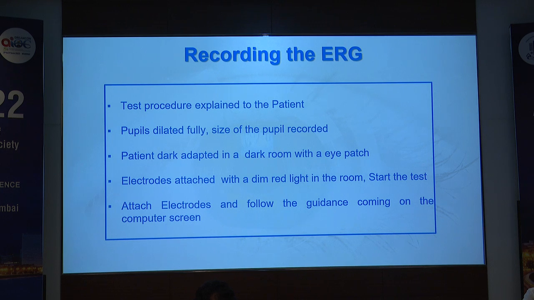Now, for recording the ERG, the test procedure must be fully explained to the patient. As the test requires, the pupil may be dilated fully. Remember, always note the size of the pupil. Patients are dark adapted in a dark room with an eye patch, and electrodes are attached with a dim red light in the room. Then start the test. Attach the electrode and follow the guidance on the computer screen.